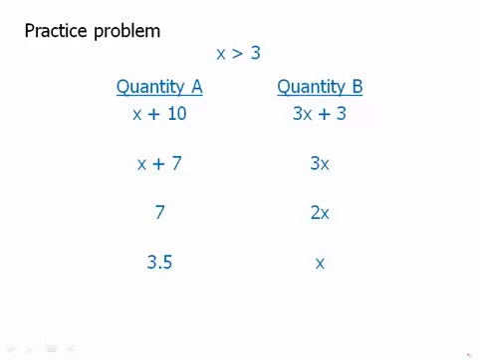Pi is bigger than 3, but pi is smaller than 3.5. 3.001 is bigger than 3, but it's smaller than 3.5. And in fact, 3.5 itself is bigger than 3. So x could equal 3.5 and the columns would be equal. So for different choices, quantity A could be bigger, or quantity B could be bigger, or they could be equal. We have a sometimes situation, so that right away means that the answer has to be D.